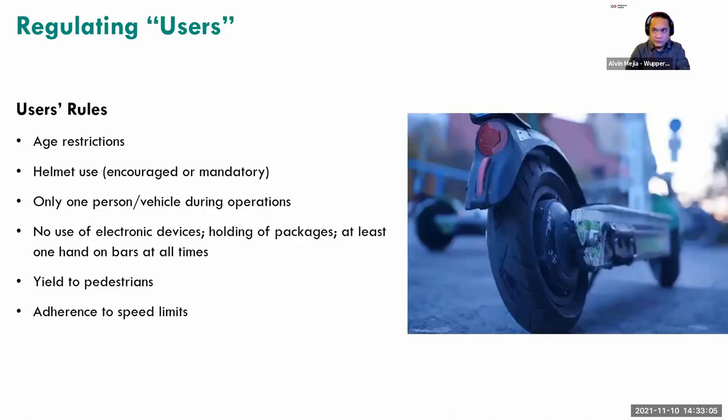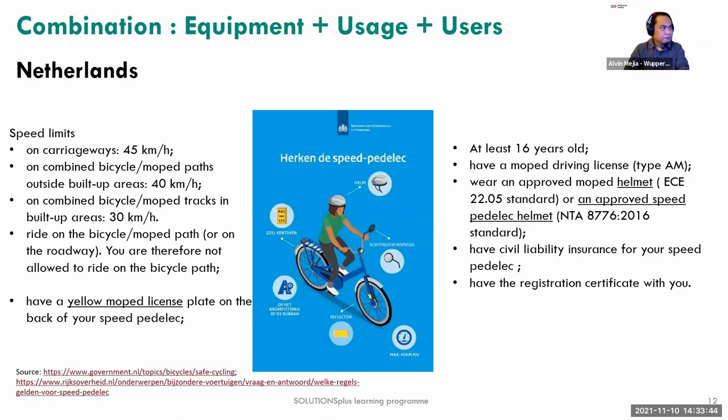So meron ding regulations regarding the users. Sino ba yung gumagamit ng mga sasakyan na to? So we can see there are different rules that are being adopted in terms of age restrictions, in terms of using helmets, in relation to occupancy. So for example, again, for the scooters, only one person per vehicle during operations. Or no using of cell phones while using it, and no holding of packages, also yielding to pedestrians. So kailangan may priority pa rin yung pedestrians, no, sa paggamit, and adherence to speed limits.